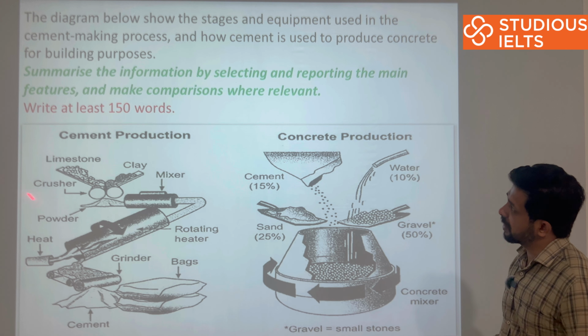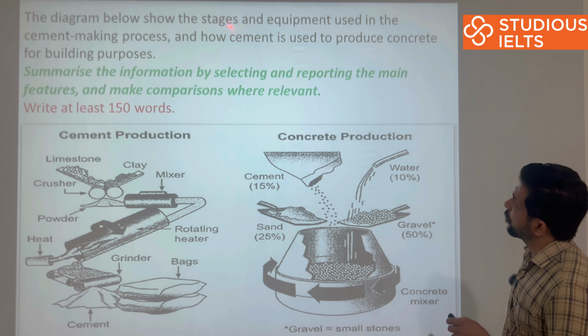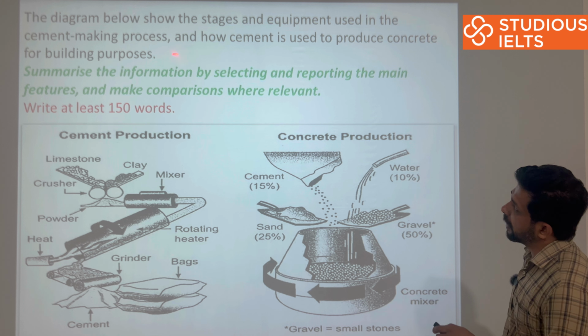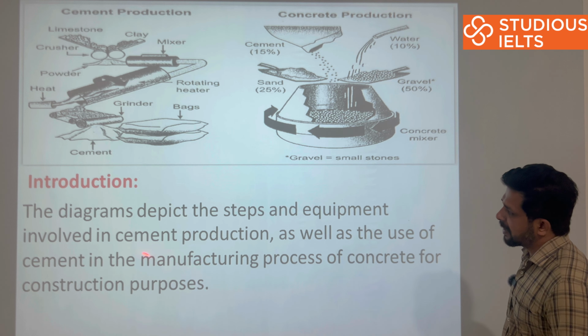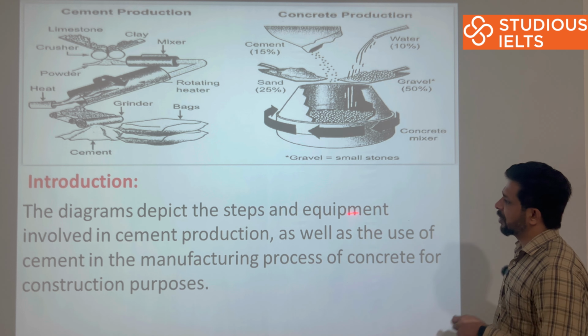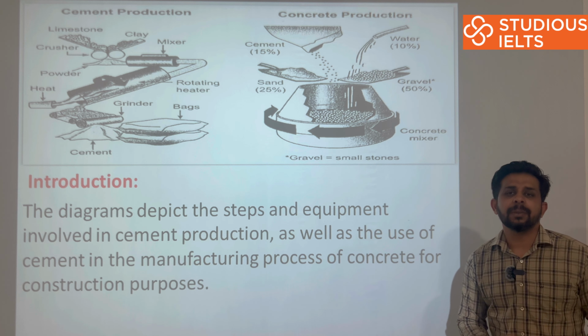If we go to the question once again, it says the diagrams below show the stages and equipment used in the cement making process. Here I said the diagrams depict the steps and equipment involved in cement production, right?